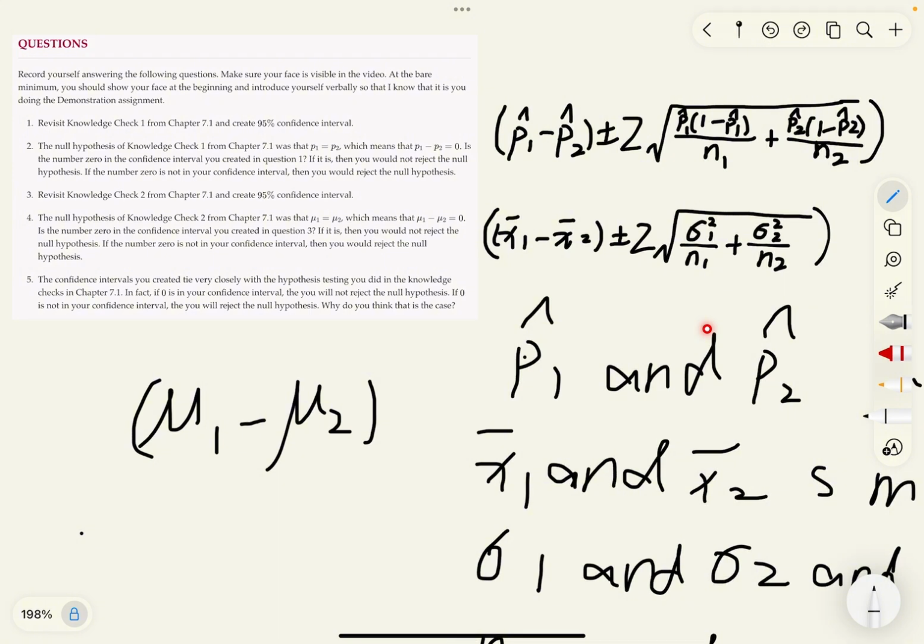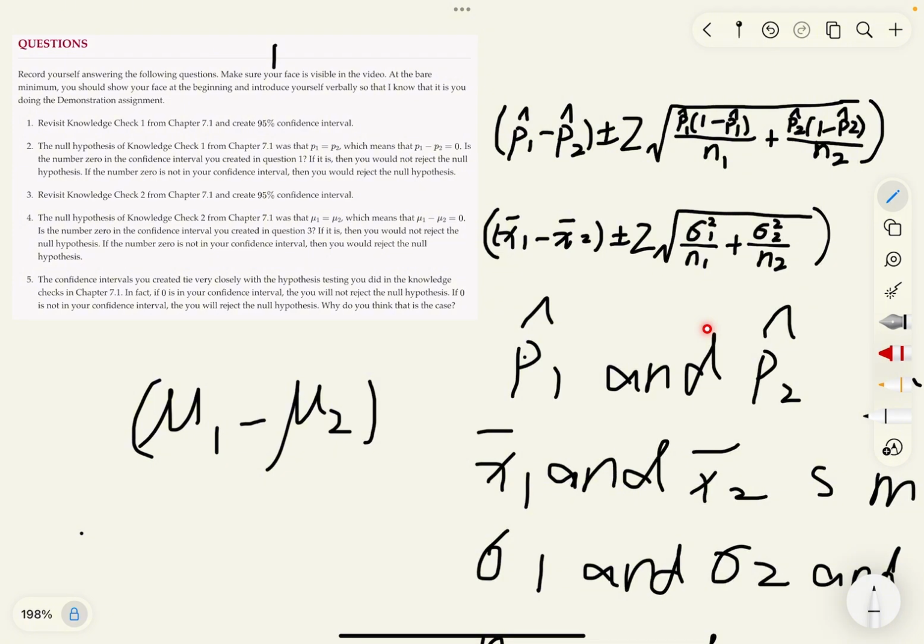For question 4, the null hypothesis of knowledge check 2 from chapter 7.1 was mu1 equals mu2, which means that mu1 minus mu2 is equal to 0. Is the number 0 in the confidence interval you created in question 3? If it is, then you would not reject the null hypothesis. If the number 0 is not in your confidence interval, then you would reject the null hypothesis.